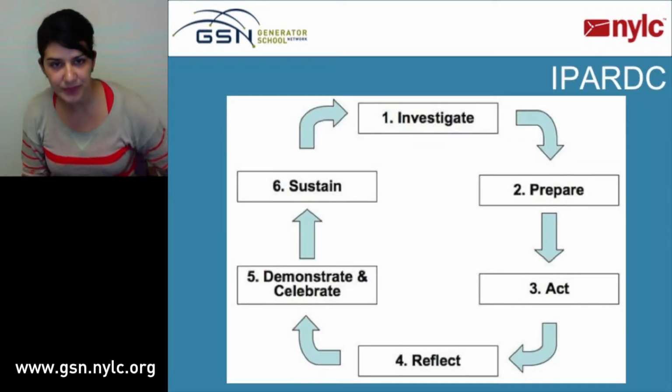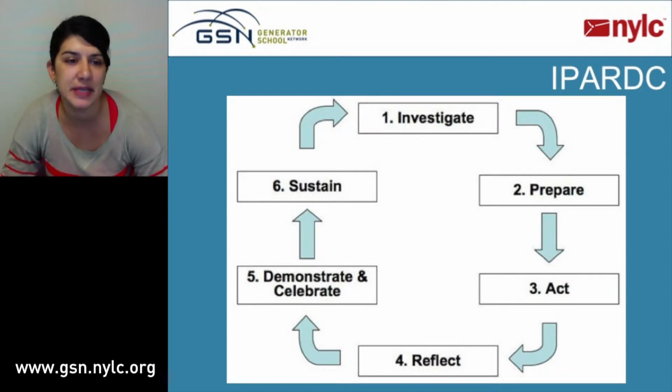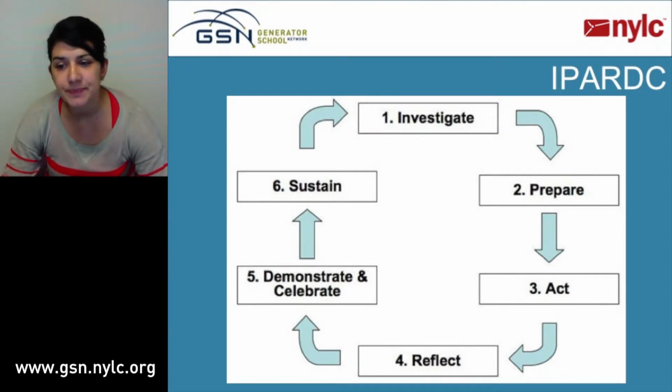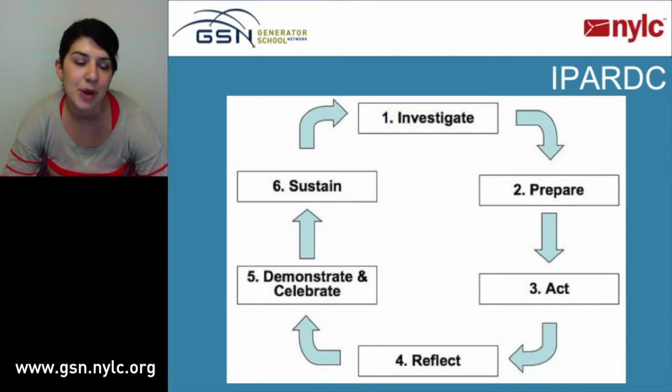All right, to start off, for those of you who aren't familiar, the IPARD cycle is a process comprised of 6 stages that are shown on this slide. It starts with authentic investigation, in which teachers and students investigate community problems that they might potentially address. It then moves into planning and preparation, where teachers, students, and community members plan the learning and service activities and address the issues needed for a successful project.